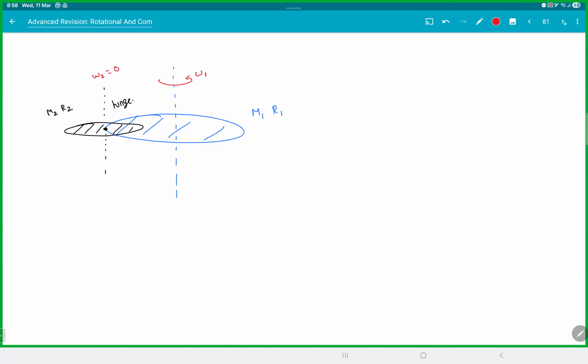What will be the kinetic energy of the system? If this rotates, how will that rod go exactly? Let's put points here, A and B. Just look at this line AB when it rotates.